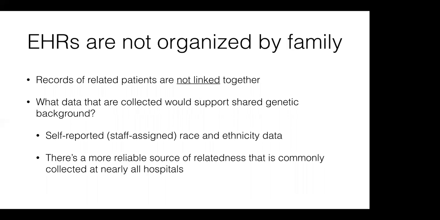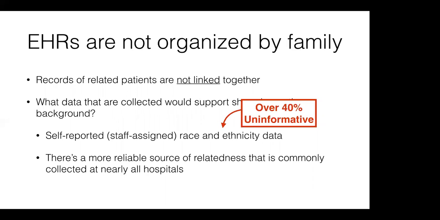So right now we have race and ethnicity data, where the gold standard is self-reported race and ethnicity. It's in the electronic health record, but sometimes this data, instead of self-reported, can be staff assigned. And in our institution, more than 40% of our records that have race and ethnicity information are uninformative, meaning race and ethnicity were collected and the data that we see is either described as other or as unknown.